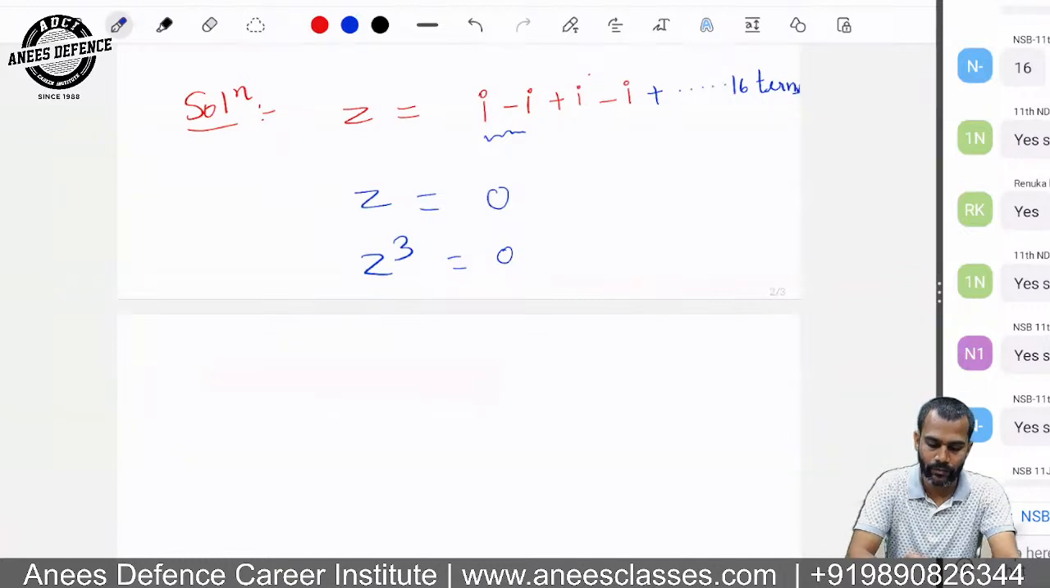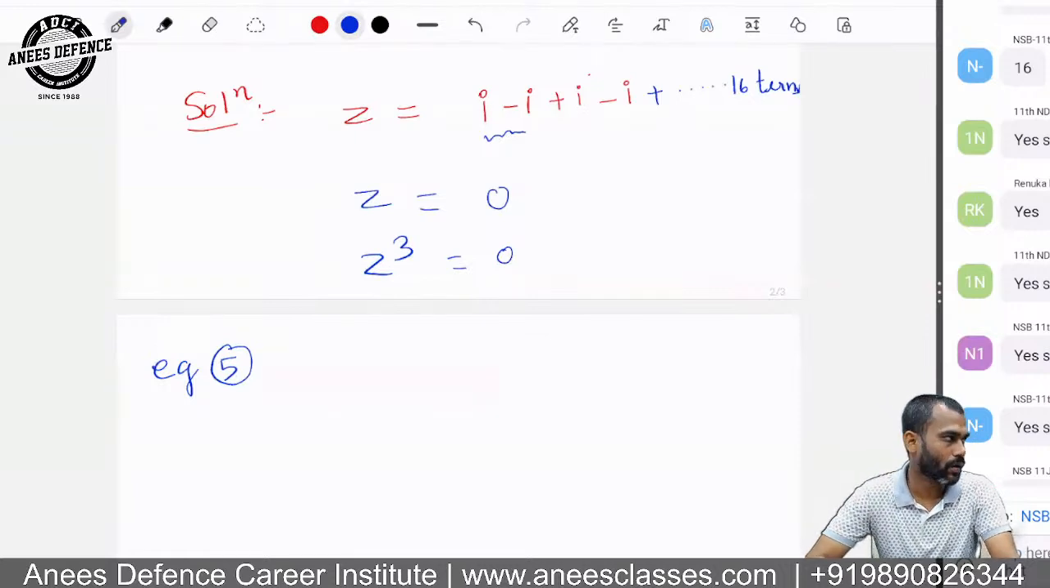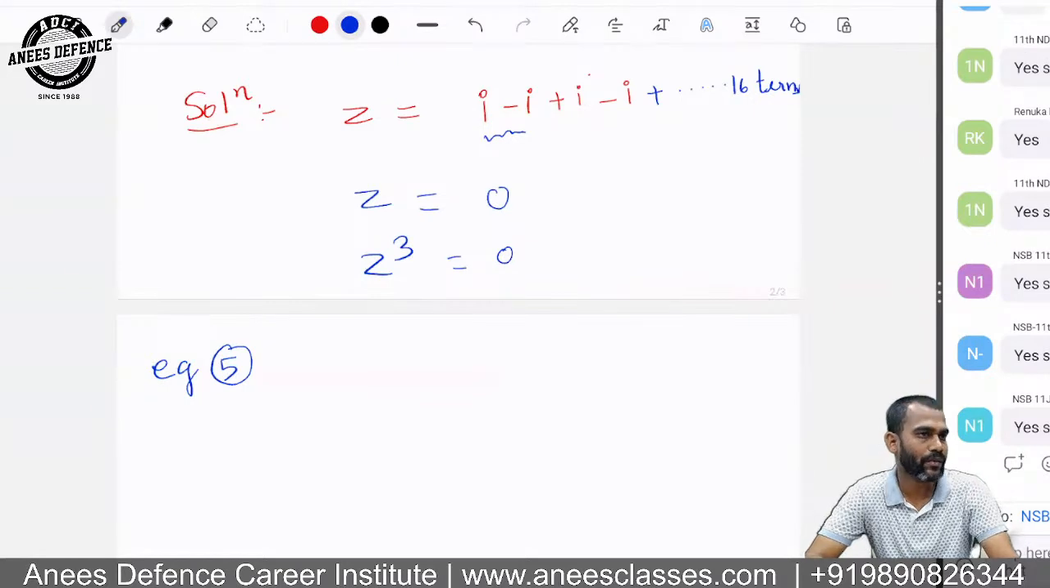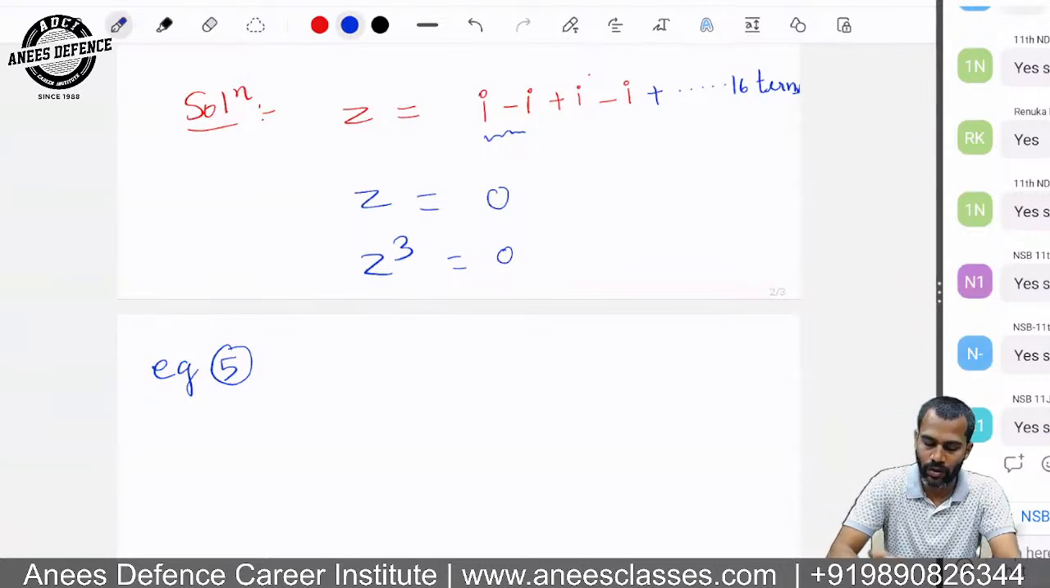Yes. Okay. Example number 5. We'll solve some questions on modulus now. We have already covered modulus, argument, and conjugate. How to find the conjugate of any complex number? If Z is x plus iy, we already know Z conjugate is x minus iy. Yes or no?